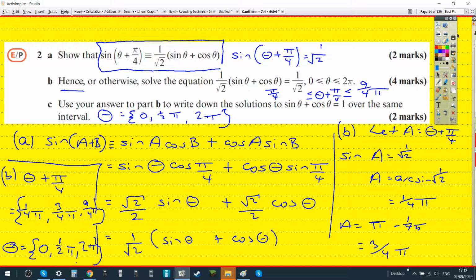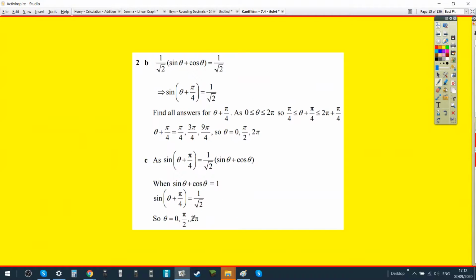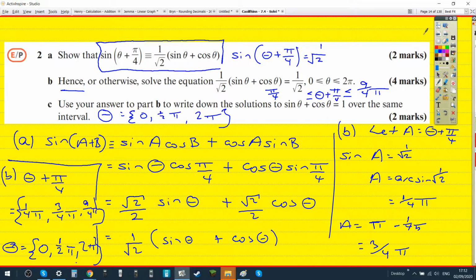I hope so anyway. Let's take a look. 0, half pi, 2 pi. Yep. Yes, those are the answers. And A was, yeah, just show that. Big picture, just put it in our formula and you simplify this bit. Cos pi over 4, sine pi over 4, just put that in the calculator. B, hence, so you take a very difficult equation like this one and you solve it using what you did in part A. And then C is just the same thing.